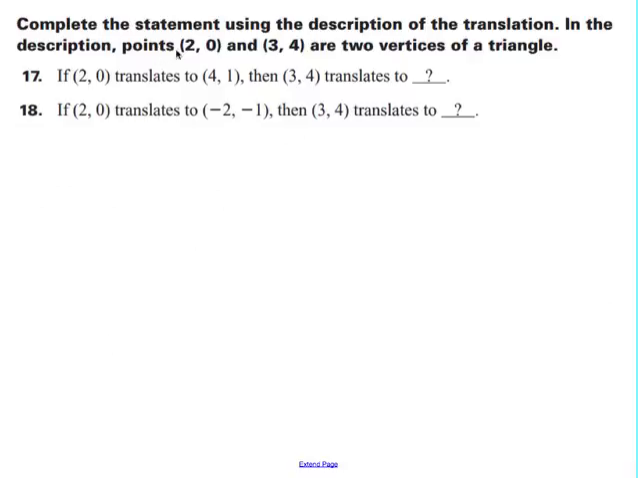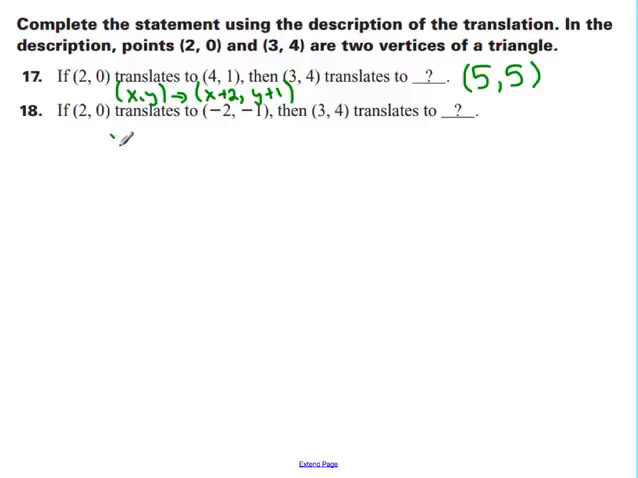Next, complete the statement using the description of the translation. In the description, you're going to be given these 2 points and their vertices of the triangle. So if (2, 0), which is part of a triangle, translates to (4, 1), what happened to it? There's kind of an unwritten rule here: we're going to take our X and add 2 to it. Our Y, we're going to add 1 to it. So if we apply that same rule to the second vertex of the triangle, we have 3 plus 2 is 5, 4 plus 1, ooh, it's also 5.